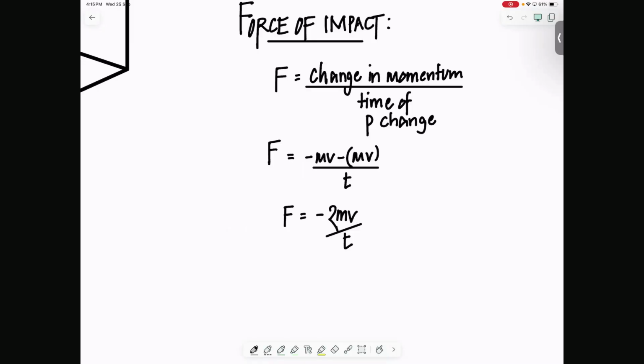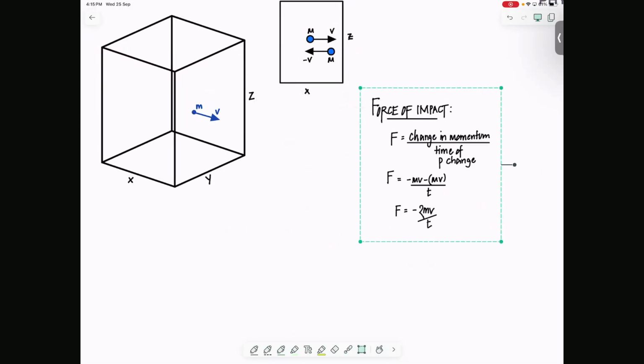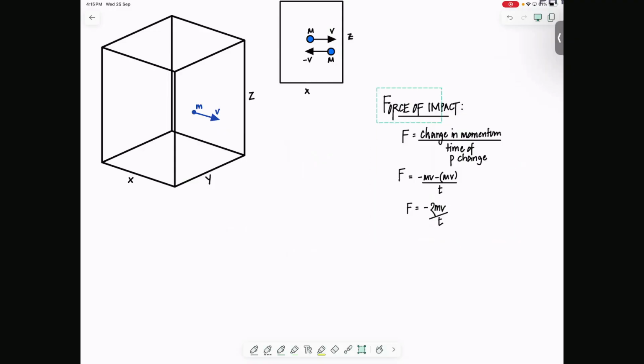Okay, next step. So we are done with force, and you guys did well, you could find the force. So I need to know the time now, because I told you I only have this information: mass m, velocity v, and x, y, z. How do I find time? What would I do to find time?